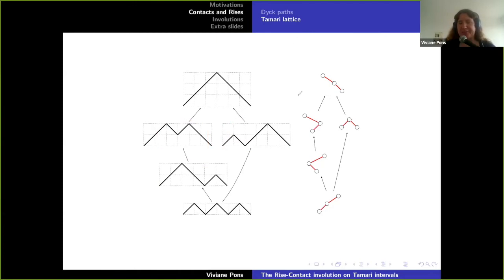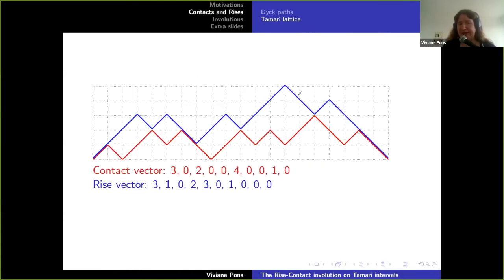But anyway, I'm looking at a Tamari interval here. So I have two paths, one small and one big, and I'm going to define the contact vector and rise vector of my interval. The contact vector is given by the small path, the red path. This is how I define it. And the rise vector is given by the blue path, the big one. This is just how I define those two things.